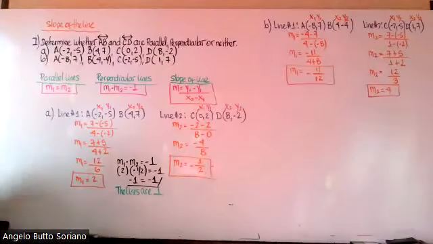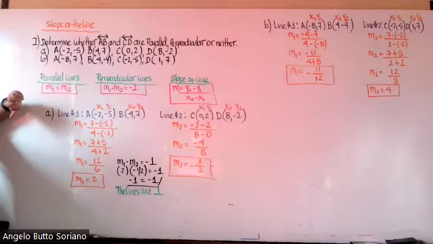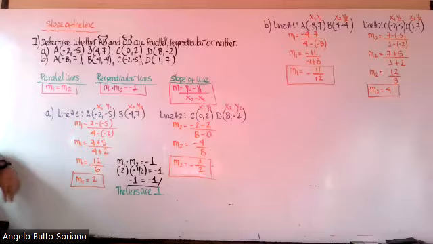Obviously, at first sight, we're going to discard the parallel option, because to determine that the lines are parallel, the value of slope number 1 is supposed to be equal to the value of slope number 2. As you can see, negative 11 over 12 is totally different than 4. For that reason, we're going to discard the first option. Let's apply the second option.